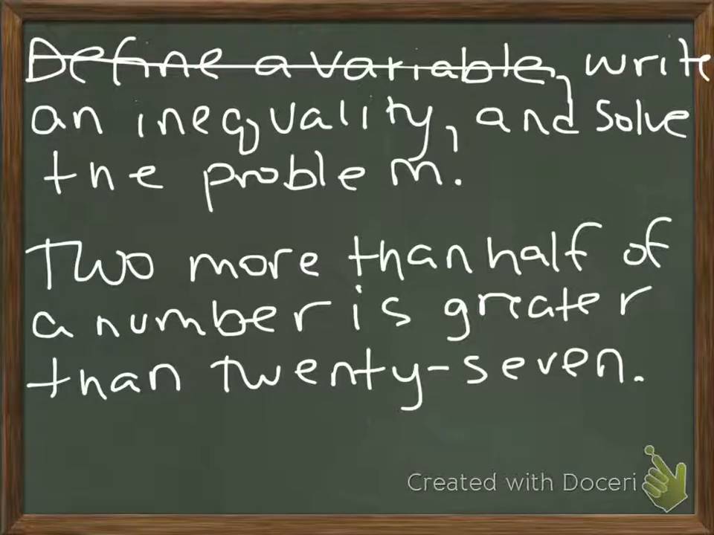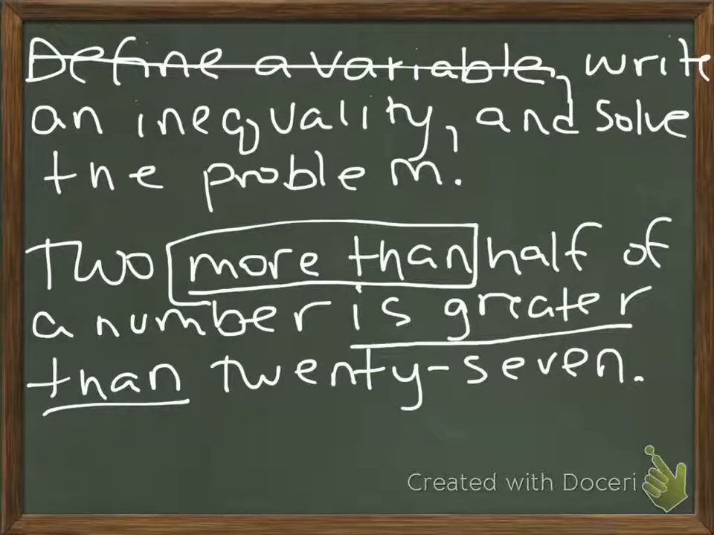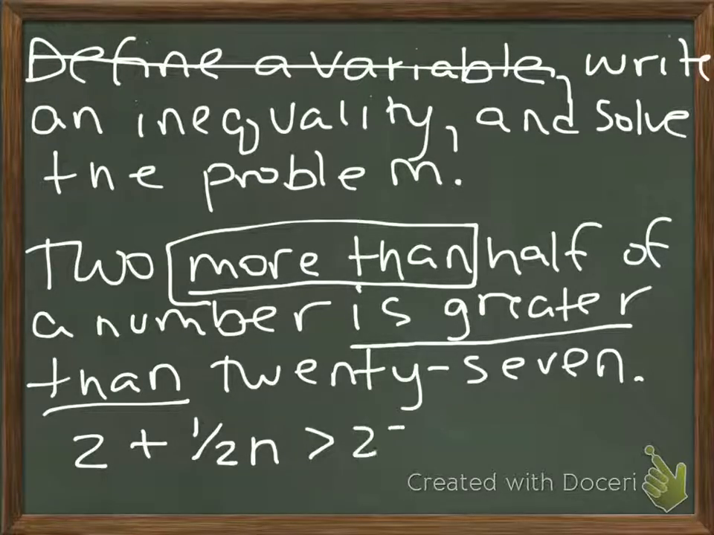If I just go from where we start, we have 2 more than half a number. So 2 more than means plus in this case, because usually the inequality symbols are going to be in the middle of the sentence, right here. So the more than isn't an inequality symbol, it's an addition symbol. So we're going to do 2 plus half of a number. We can write it as half times a number, which we don't know, so we could put it as n or x. Then we have the symbol is greater than, and then we have the rest of the problem, 27.